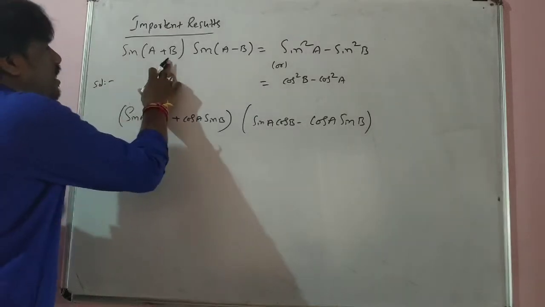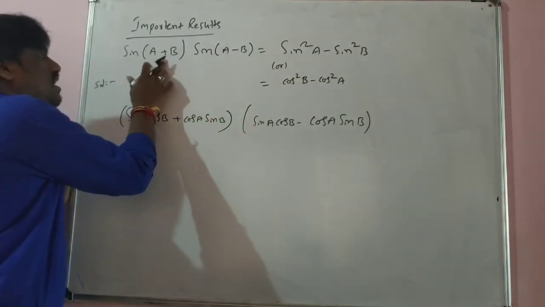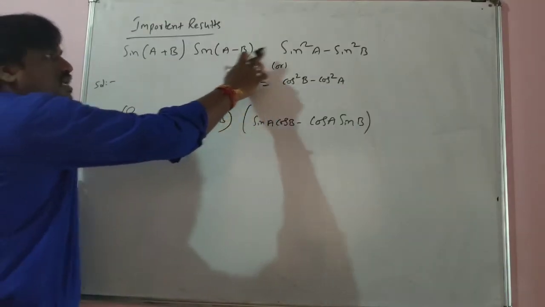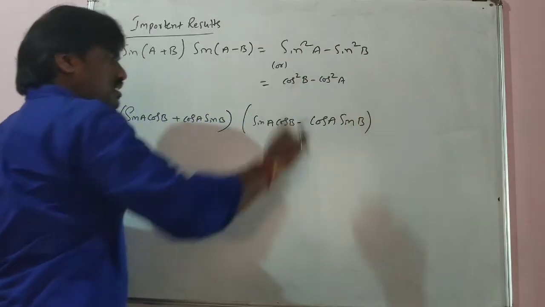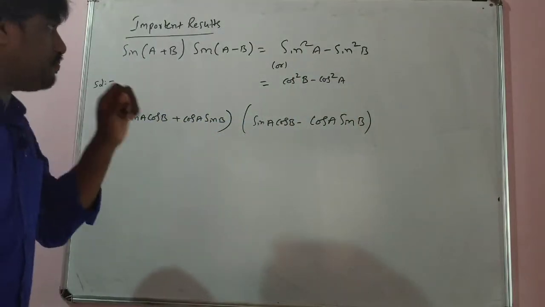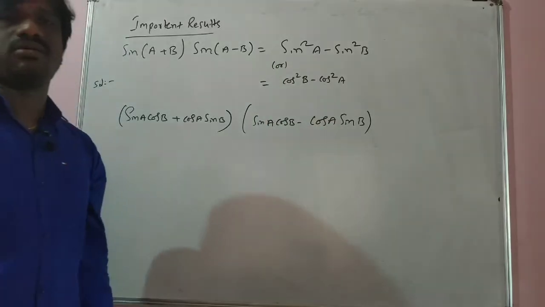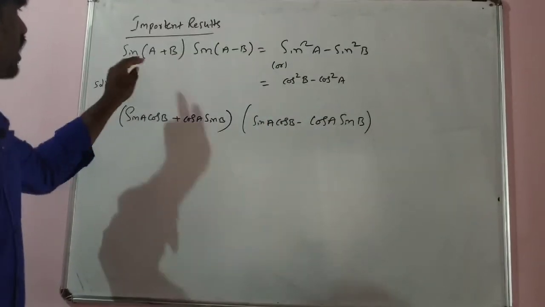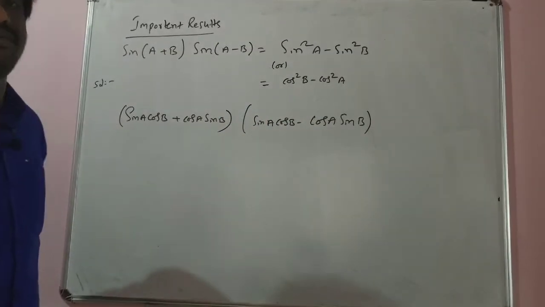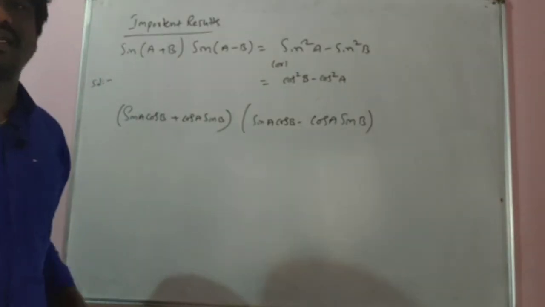So here, sin of a plus b into sin of a minus b. The formula for sin a plus b into sin a minus b is sin square a minus sin square b, or cos square b minus cos square a.